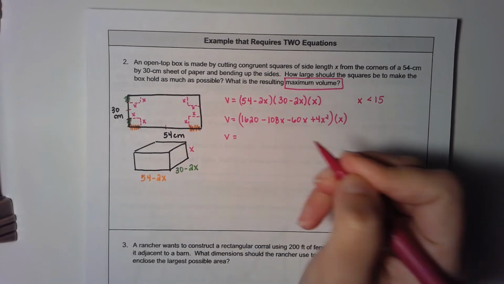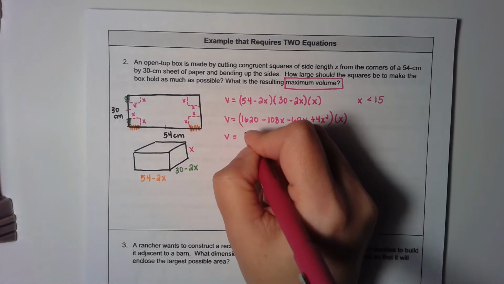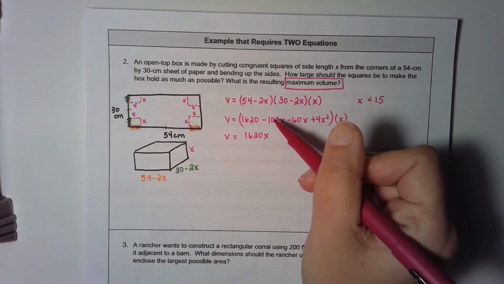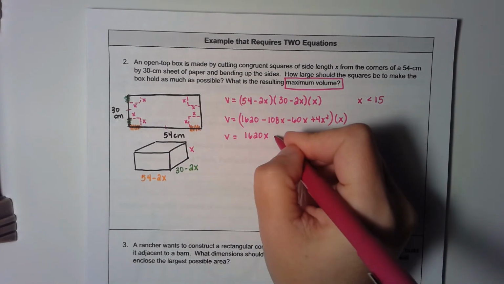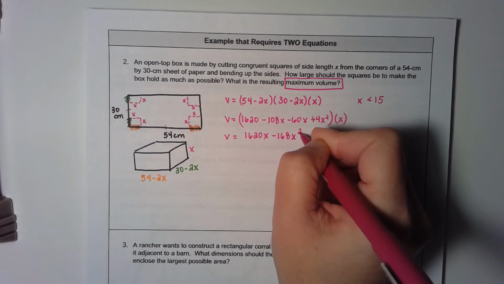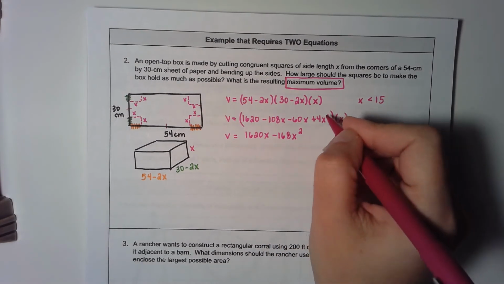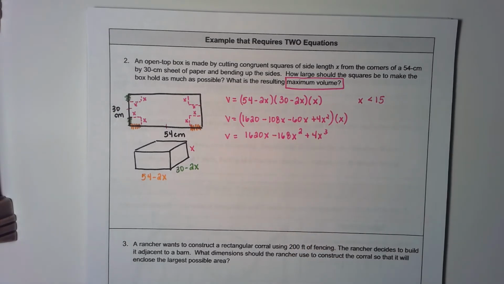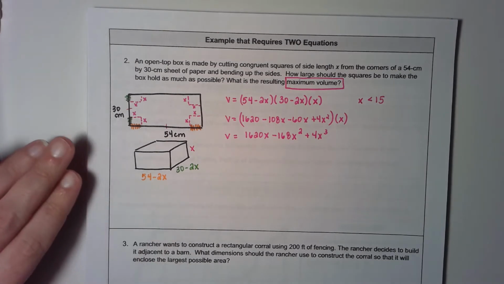I can simplify this again. So I'm going to have 1,620x. I'm just distributing the x. Now negative 108 and negative 60 makes negative 168. And when I distribute that x, it's going to be x squared. 4x squared times x would be 4x cubed. So this is kind of my simplified volume equation.